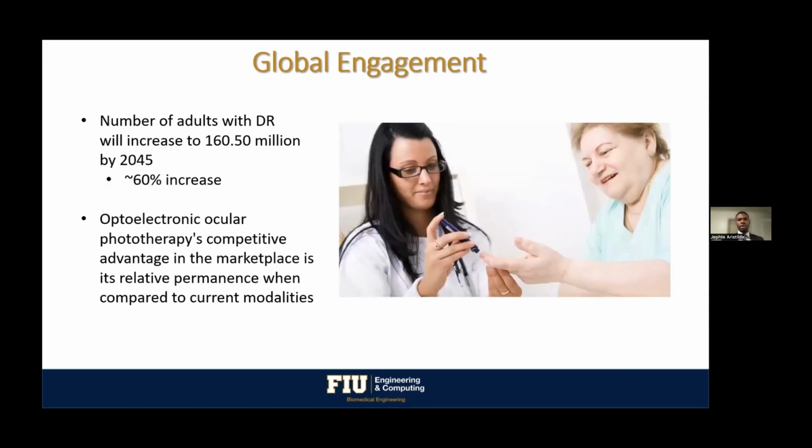The number of adults with diabetic retinopathy will increase to 160.50 million people by 2025. That increment is about 60%. And optoelectronic ocular photograph's competitive advantage in the marketplace is its relative permanence when compared to current modalities. Next slide.